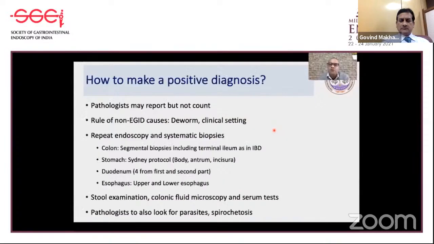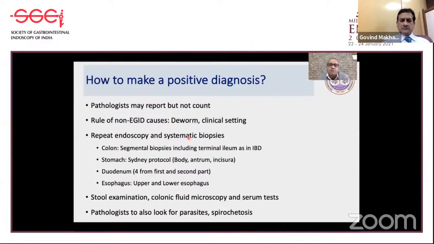So how to make a positive diagnosis? Very important to read through the pathology reports, because the pathologist may report the eosinophils, but they may not count them and they may not mention it as a differential diagnosis. When one finds eosinophilia, one must deworm the patient, look at the clinical setting, look at what drugs could have caused eosinophilia. Are there other causes which can explain eosinophilia?